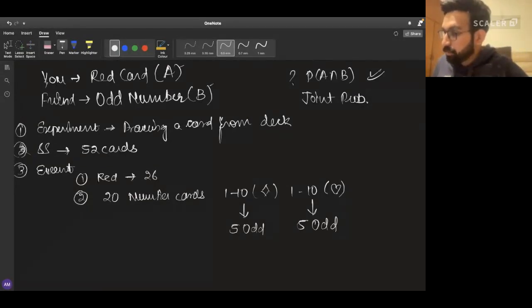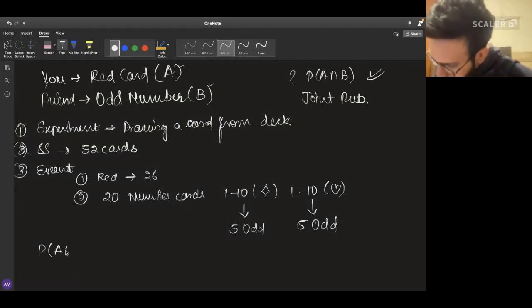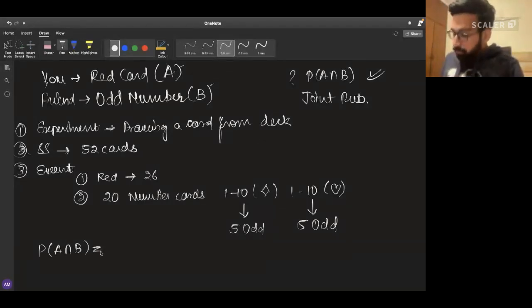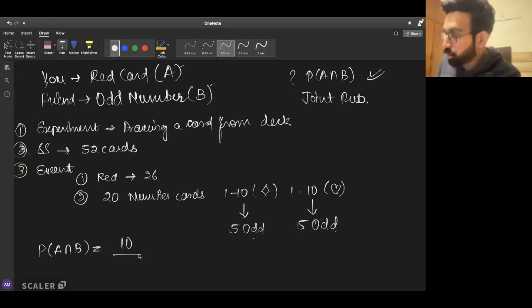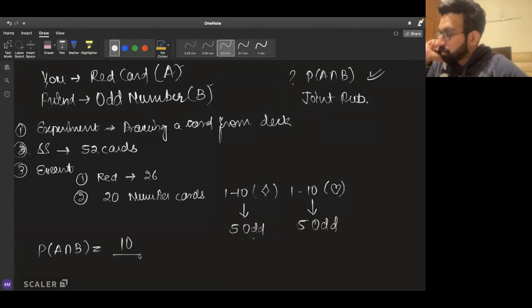Is this clear? So what is the probability that A will win and B will also win? The probability of the possible wins is these 5 odd cards or these 5 odd cards, because they both are red in color. So I'm going to say 10 here, and I'm going to write the denominator. What do you think the denominator should be? 52.